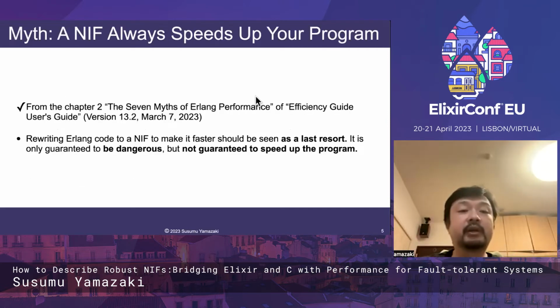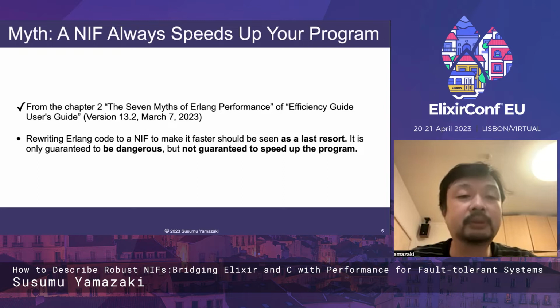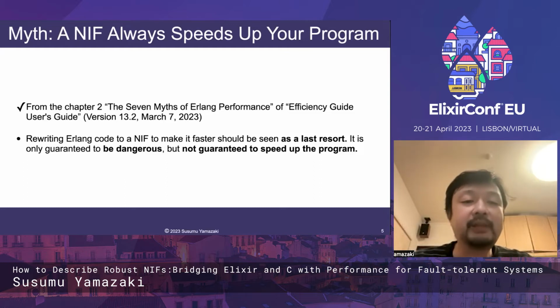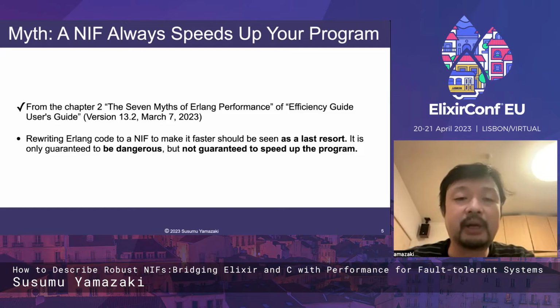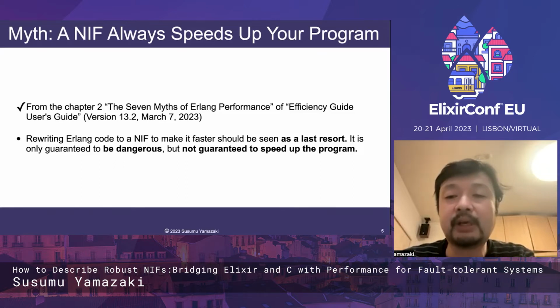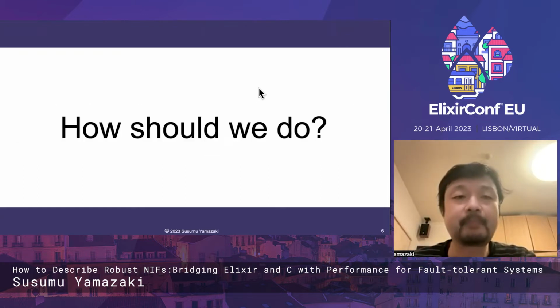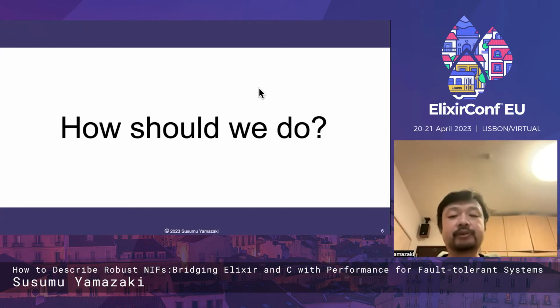Here is from chapter 2, the 7 myths of Erlang performance, of the Efficiency Guide users guide: rewriting Erlang code to a NIF to make it faster should be seen as a last resort. It is only guaranteed to be dangerous, but not guaranteed to speed up the program. How should we do?